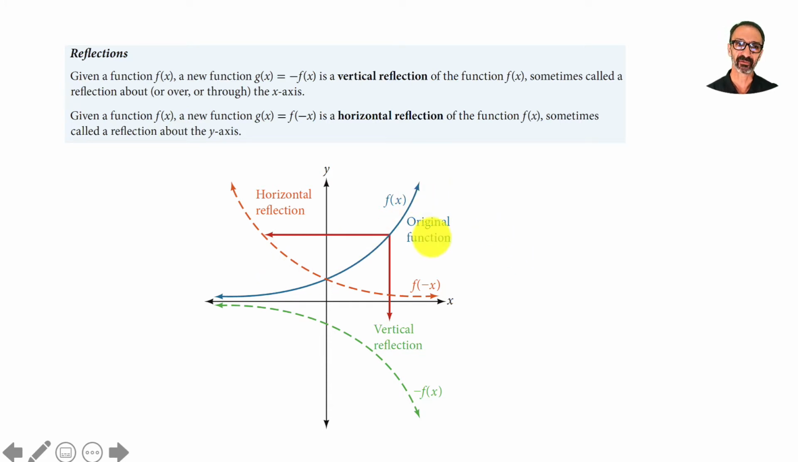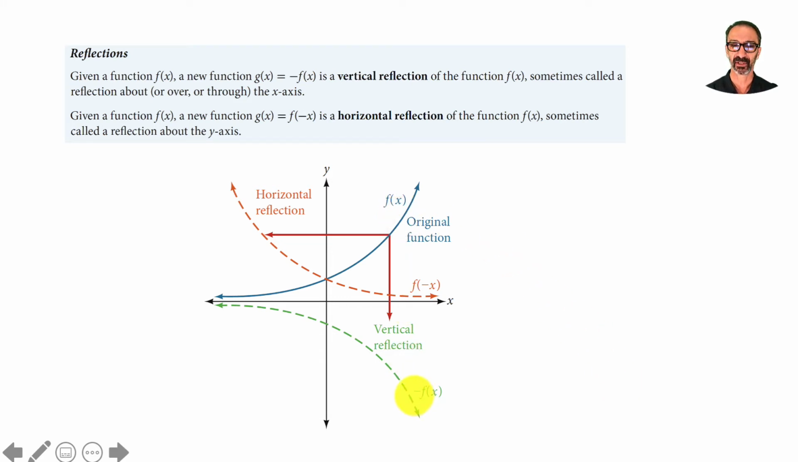Notice the original graph in blue, which is f of x. If you want to go horizontal reflection or reflection about the y-axis, it is now graphed this way. Instead of going right, you're going to go left. And instead of going down, you're going to go down the other way. If you want to go this way, that's called vertical reflection. You're going to look at the x-axis as the line of reflection. So going away from the line of reflection, you're going to go away from the line of reflection the other way. So that's f of x, that's negative f of x.